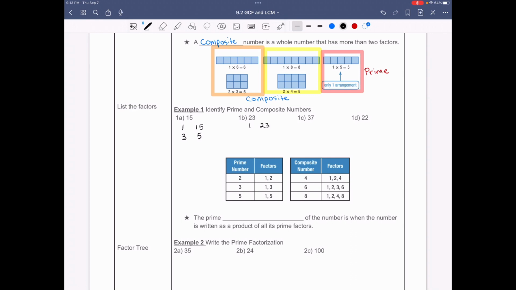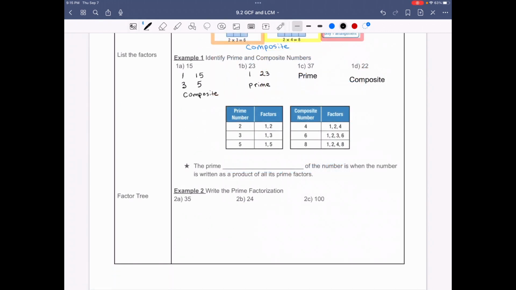So for number 1a, this would be composite. And for 1b, that would be prime. Let's pause the video and do 1c and 1d. Here's a chart of some examples of prime numbers and composite numbers. You can see that they've listed the factors.